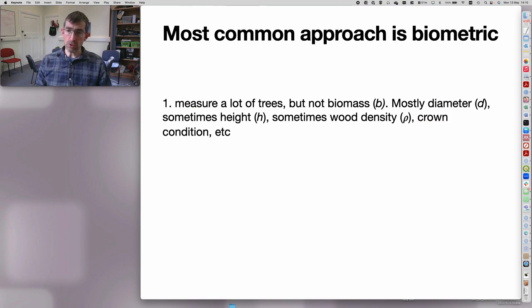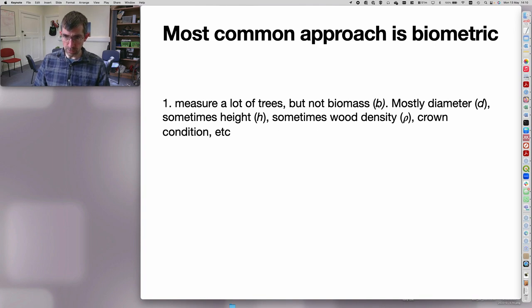So if you've got a good allometric equation, you can measure a lot of trees, but not the biomass. You can measure things that are really easy to measure. You can measure the diameter of the trees, you can measure the height, not quite so easy. Sometimes people measure the wood density, or sometimes they look it up. But even people measure other things that are related to the biomass. It could be the crown condition or the crown size as well.